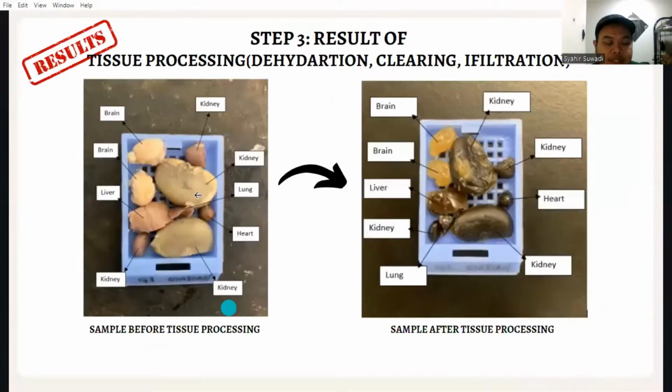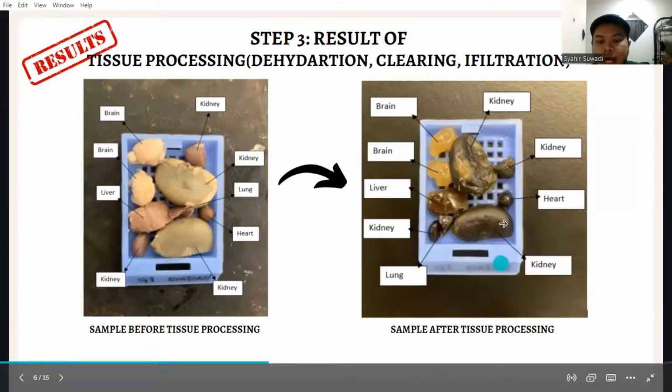As a result, this is our sample before tissue processing, and this is our sample after tissue processing.